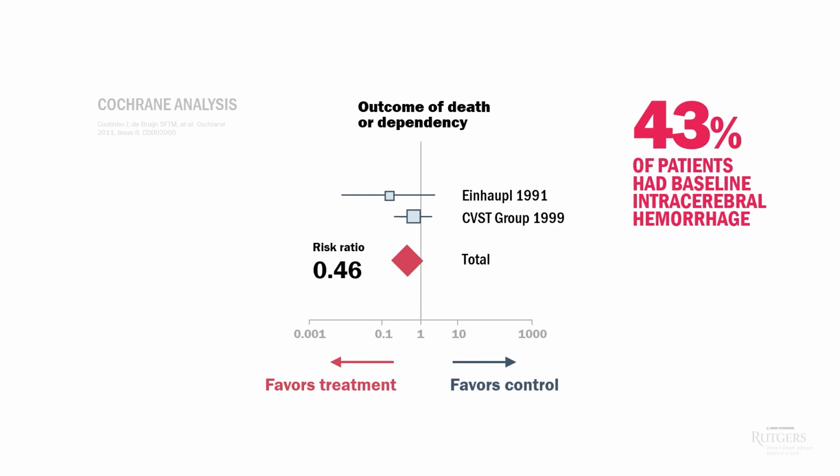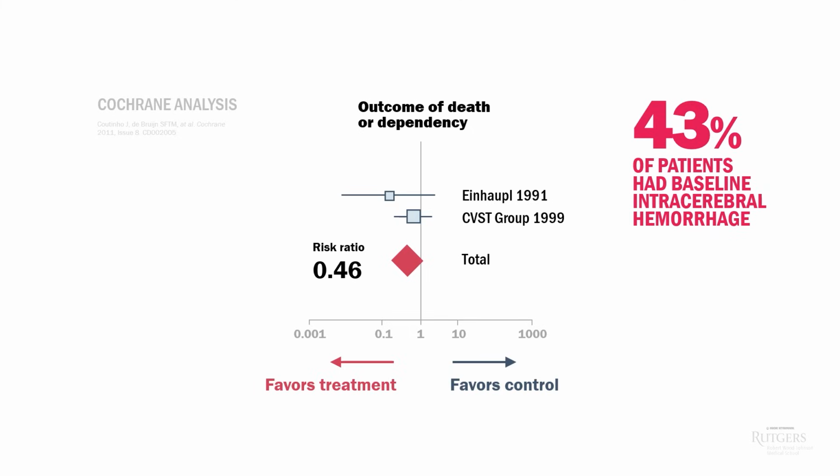Incidentally, over 40% of patients across the two trials had venous infarctions with baseline intracerebral hemorrhage. So anticoagulation for cerebral venous thrombosis is recommended despite hemorrhage. Sounds nuts, I know. But if there's one thing we know, is that venous hemorrhage does not behave like an arterial hemorrhage.